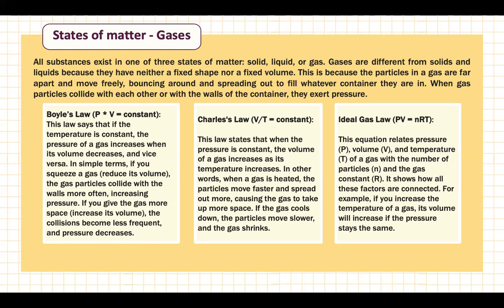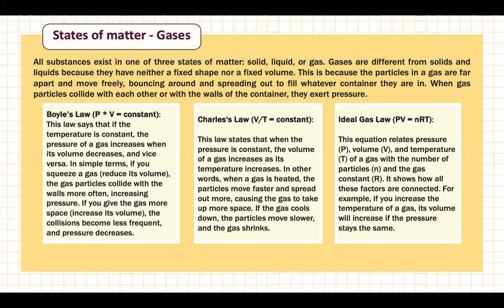According to Charles' law, V divided by T equals constant. This law states that when the pressure is constant, the volume of a gas increases as its temperature increases. In other words, when a gas is heated, the particles move faster and spread out more, causing the gas to take up more space. If the gas cools down, the particles move slower and the gas shrinks.